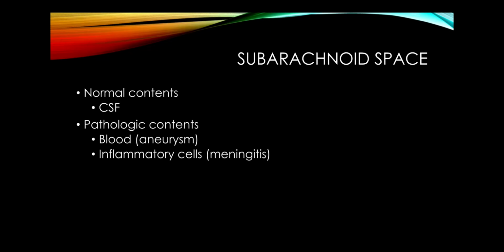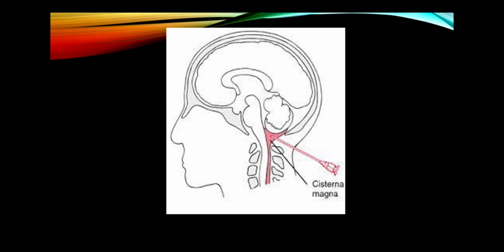Okay, so again, normally, what do we find in the subarachnoid space? Normally, cerebrospinal fluid. So between that pia and arachnoid, that's where the cerebrospinal fluid is, which cushions the brain and the spinal cord, and has a protective function. Things that do not belong in the subarachnoid space are blood, so again, that's an aneurysm resulting in a subarachnoid hemorrhage, or inflammatory cells, which is a meningitis.